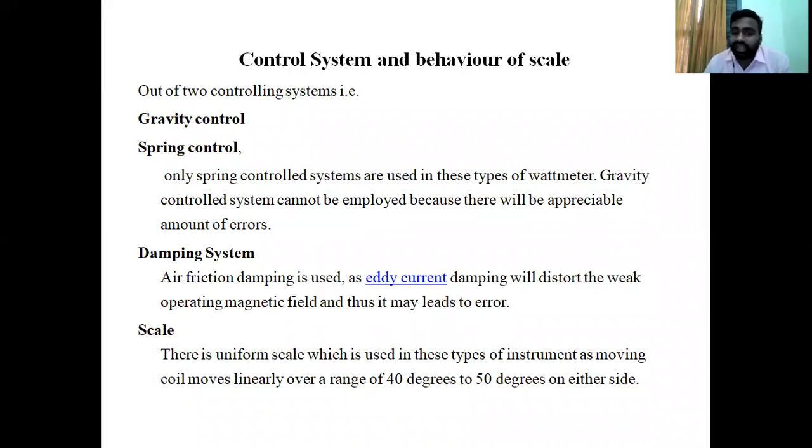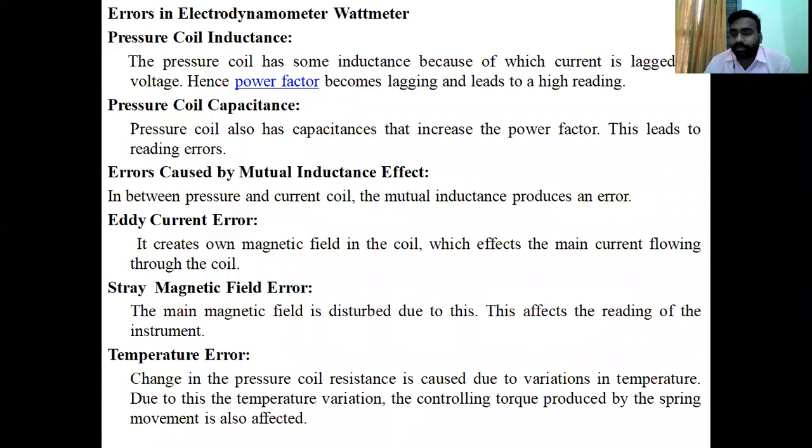And the behavior of the scale: the scale is uniform, because the relation between voltage and current is linear; V is directly proportional to I. The range of linearity is around 40 to 50 degrees. From the initial position, from zero deflection to full scale deflection, the deflection range is around 40 to 50 degrees of the total pointer scale. So that is about the control system and the behavior of the scale.